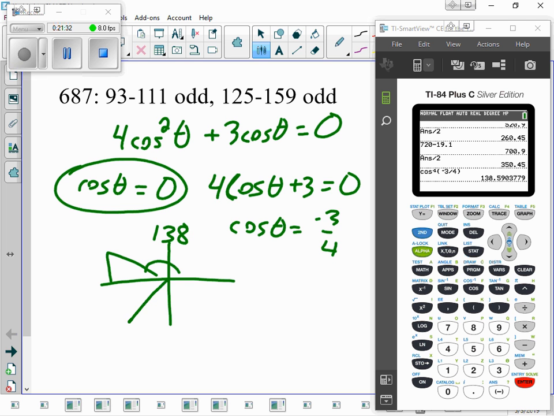Well, there's going to be one here. How do I figure out what that angle is? I would just do 180 minus 138.59, and then whatever that answer is, I'm just going to add it to 180. And that would be the angle. Okay? Same basic thing until the end. All right. Get to work.